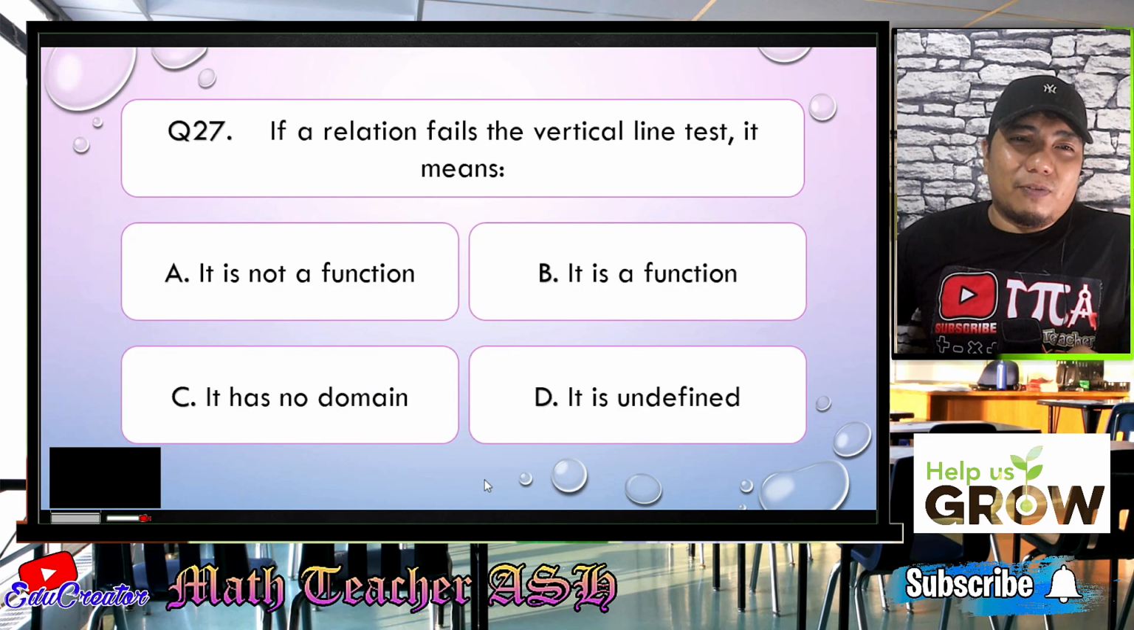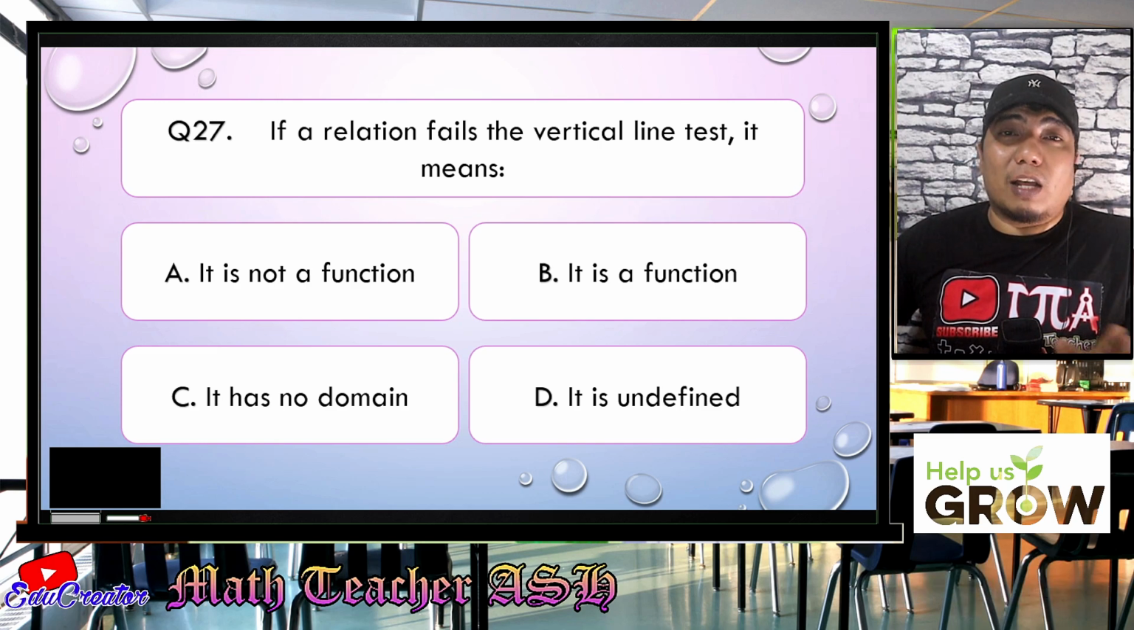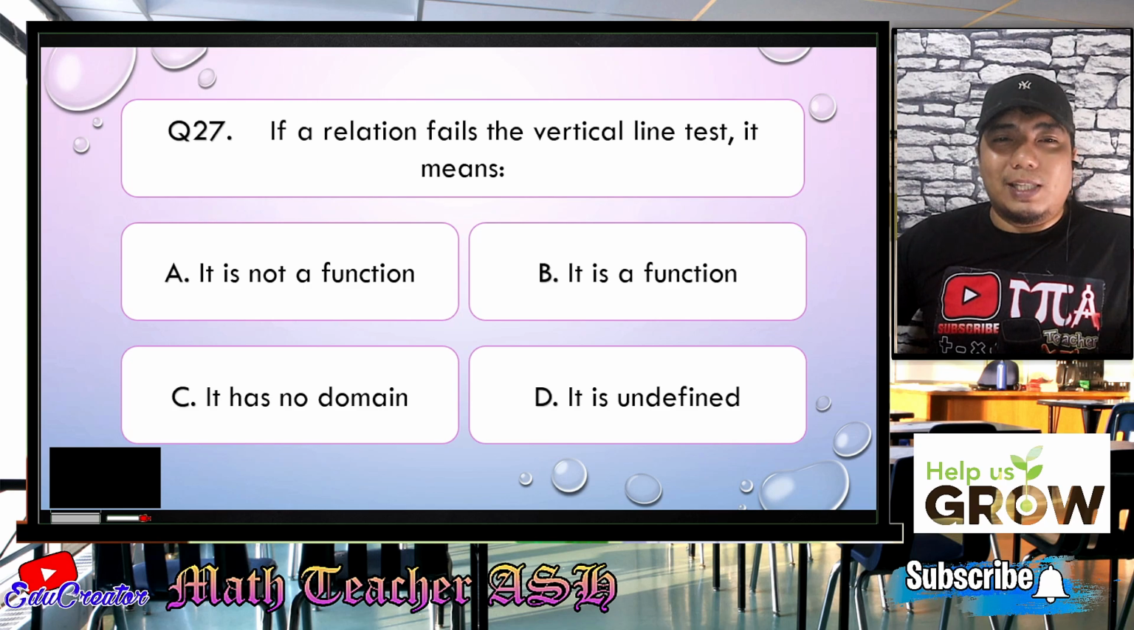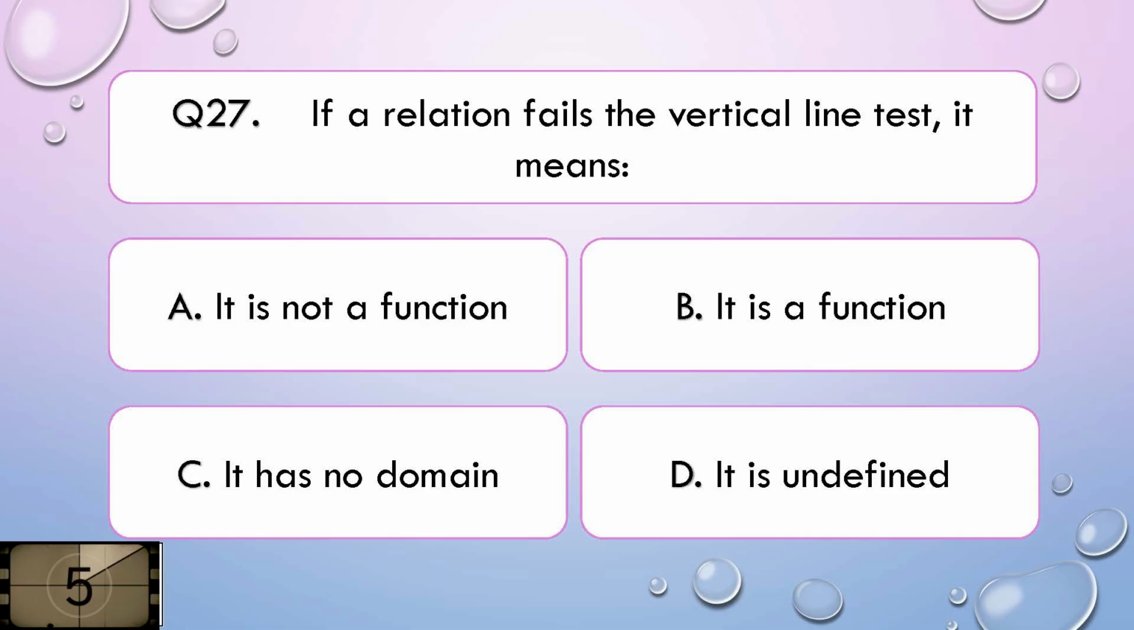If a relation fails the vertical line test, it means that: A, it is not a function; B, it is a function; C, it has no domain; or D, it is undefined. I'll give you 5 seconds to think about your answer.